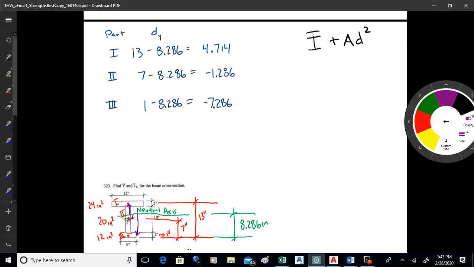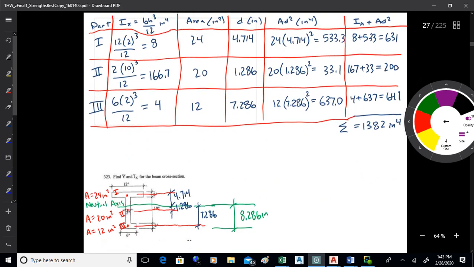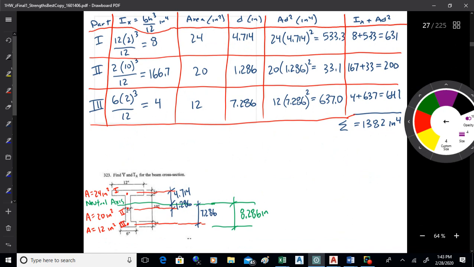Now I just put together a big old table, and for these rectangles I'm going to do bh cubed over 12 plus AD squared. What I bar is for a rectangle, my total I is equal to bh cubed over 12, which is the moment of inertia of a rectangle about its own centroidal axis. And then I'll add in the AD squared. So I'm going to set up a table that has a column for bh cubed over 12, a column for A, a column for D, a column for AD squared, and then a column for the sum of them. Okay. So I just set up a table like that.